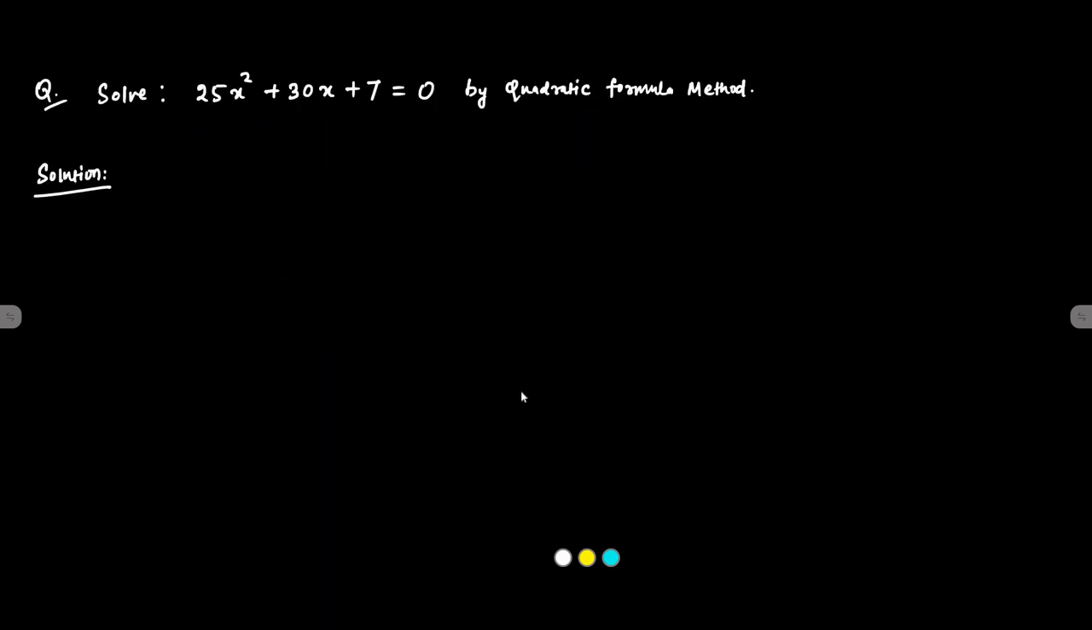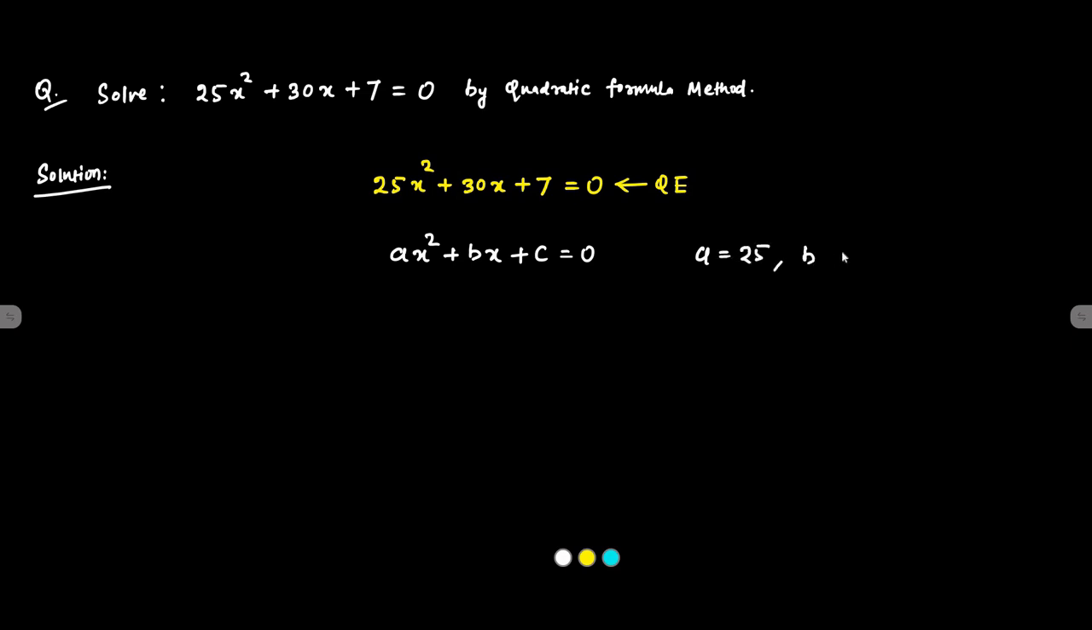So here is another question on solving quadratic equations through the quadratic formula method. So here we will first write the quadratic equation. So we have 25x square plus 30x plus 7 is equal to 0. This is the given quadratic equation. If we compare it with the standard format of a quadratic equation, that is ax square plus bx plus c is equal to 0, we will have a is equal to 25, b is equal to 30 and c is equal to 7.